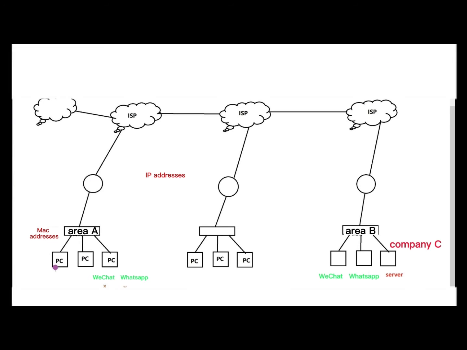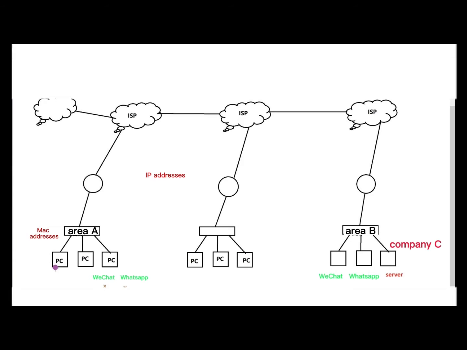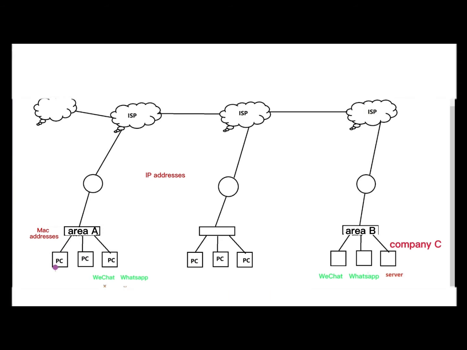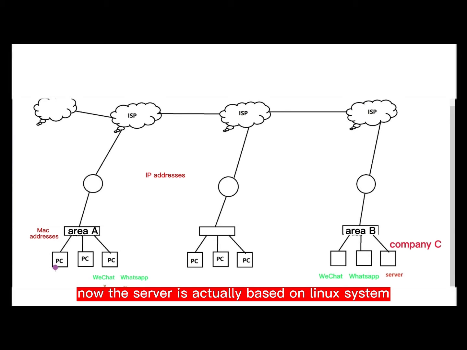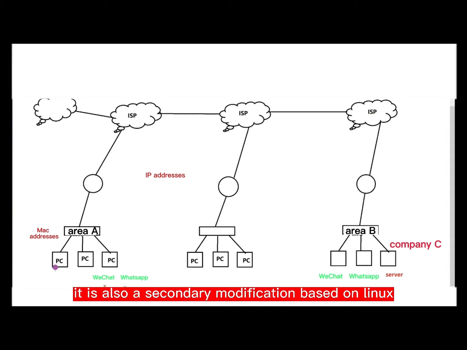For example, suppose I'm on the left and this is a PC. Then this PC assumes that the installed system is a Windows system. Under Windows, we can actually implement software-to-software communication. First, you need to know both PCs are Windows systems, able to communicate with each other. Everybody knows now the server is actually based on a Linux system. We're going to knock orders with Cisco's equipment in the future. Actually, we are using the Cisco iOS system. It is also a secondary modification based on Linux.